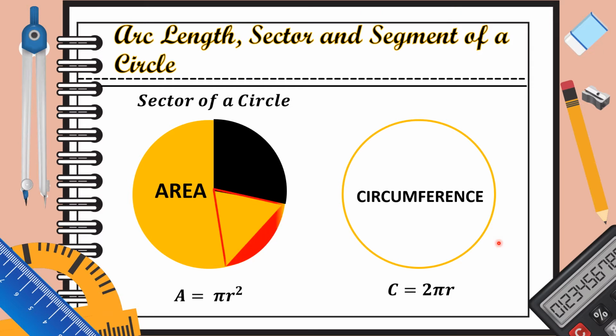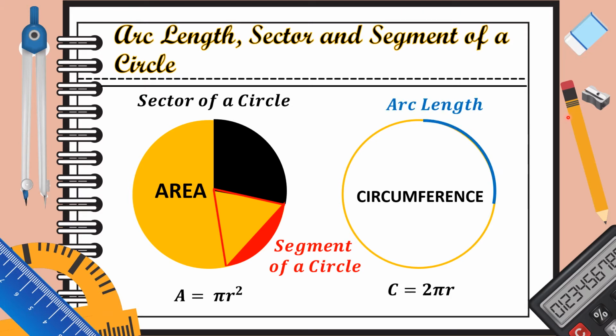Kapag naman ang kinukuha natin ay itong part na ito ng circle, saan siya nagawa? Kung meron tayong dalawang chord, then gumawa pa tayo ng isang line segment na nagko-connect dun sa dalawang chord ng circle, then itong outer part ng circle natin, yun yung tinatawag natin as the segment of a circle. While yung ating arc length ay itong part na to ng circle.